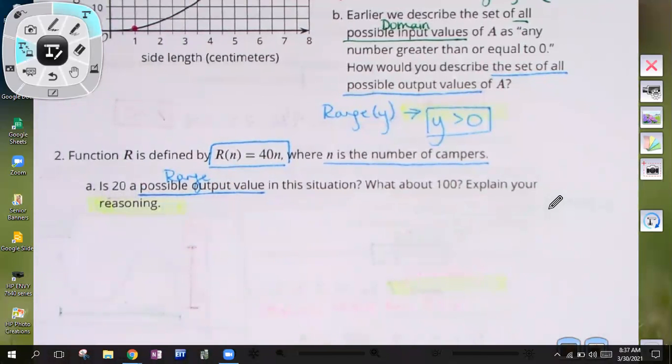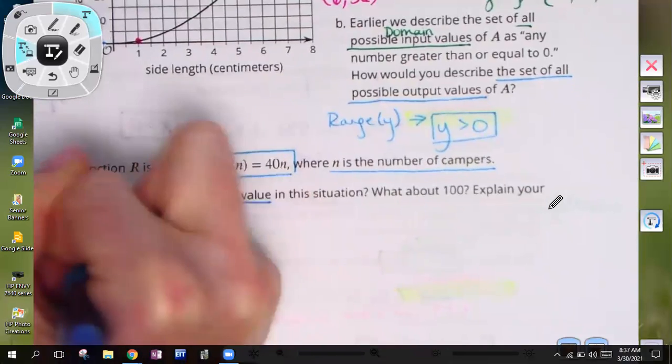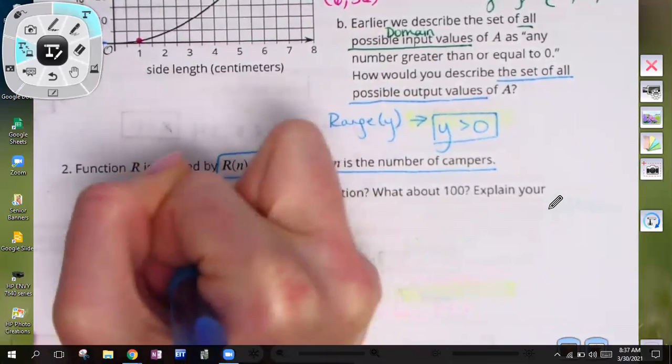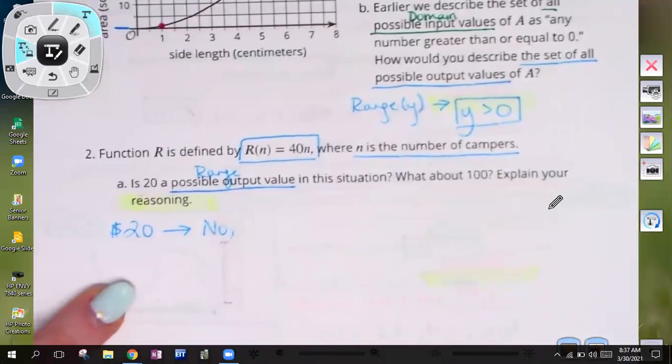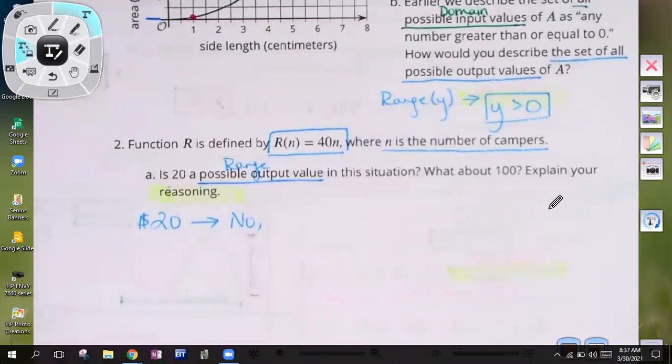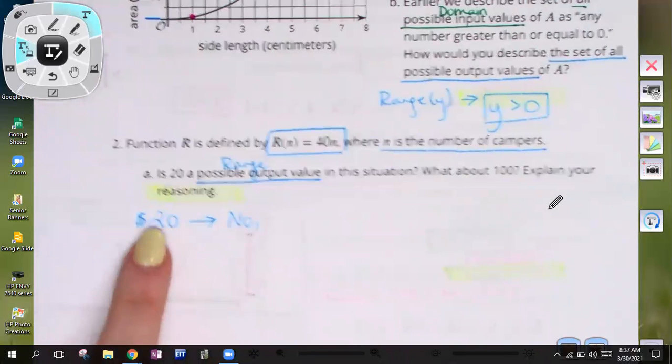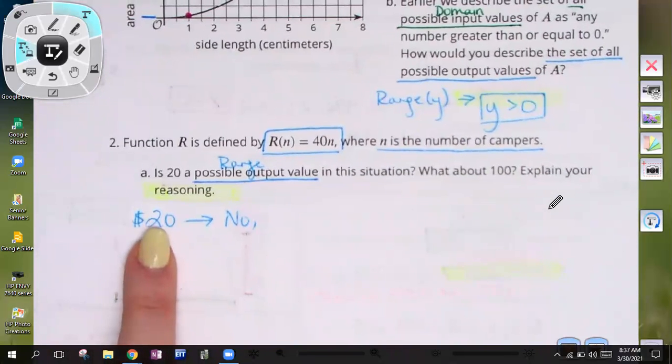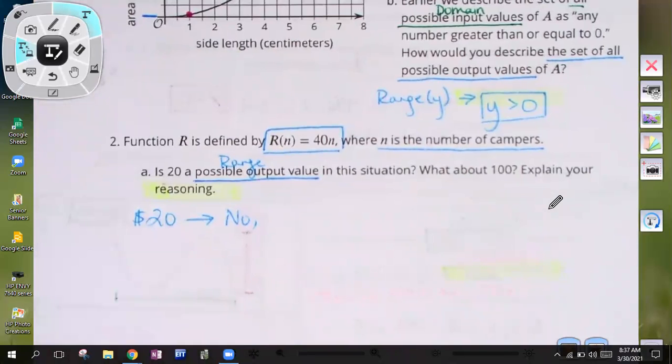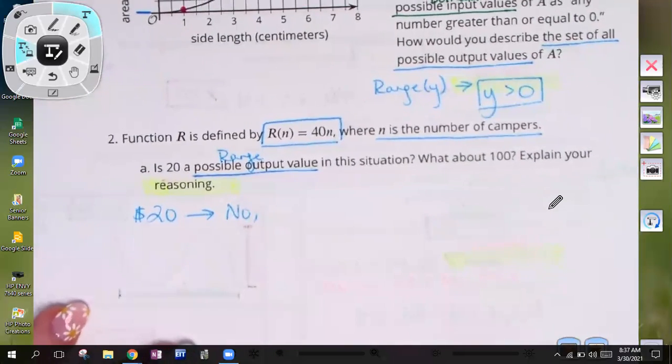No. Okay, so let's write this down. We have $20. We said no. Why can 20 not be a possible output for this? Because it's $40 for one student, and how many students do we have to have? 5. Okay, so for one, this would be considered half of a student's cost. But we can't even just take one student. We have to take 5. So no.